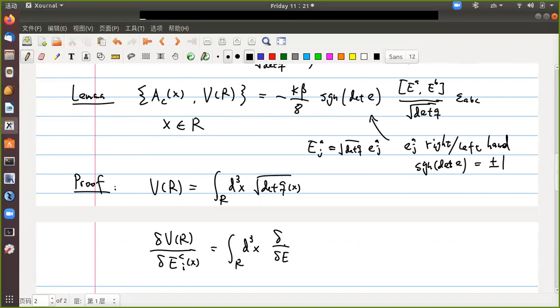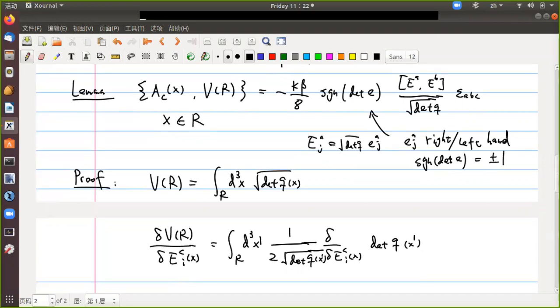Okay, you just have a functional derivative act on the square root of determinant Q, and you can compute the derivative. So what you get is 1/2 times 1 over the square root of determinant Q, and then the functional derivative acts on determinant Q itself. I better put a prime for the dummy index. So this functional derivative is located at x, and in the integral I put x prime.